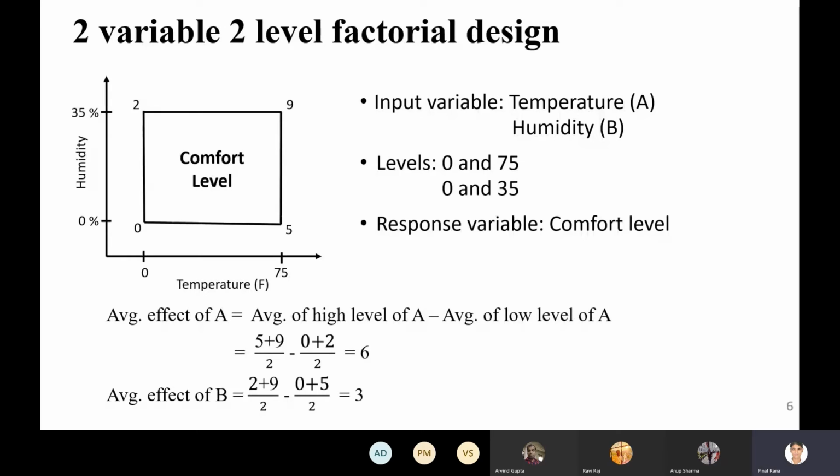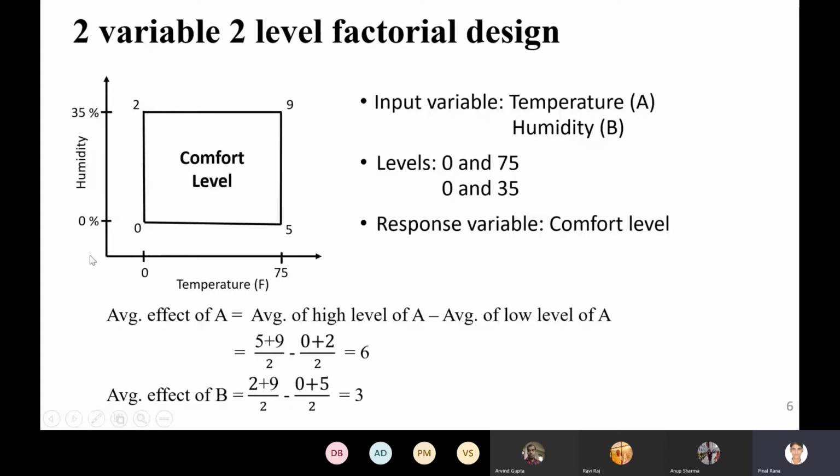Here we have made a plot for the temperature and humidity and measured the response variable. Here I have shown the graph, and we have scaled the comfort level from 0 to 10, where 0 is the worst and 10 is the best. On the x-axis I represent the temperature, and on the y-axis I represent the humidity.